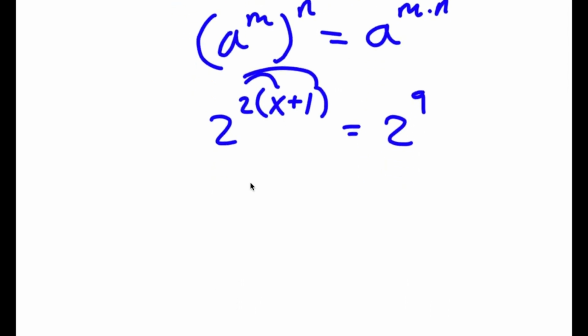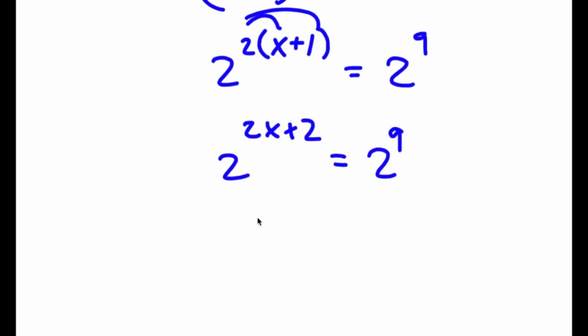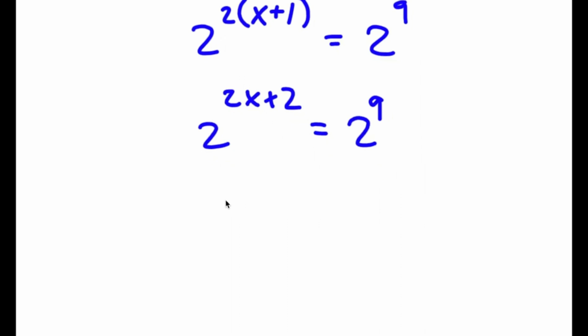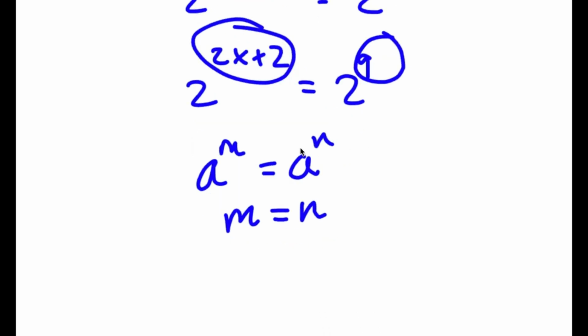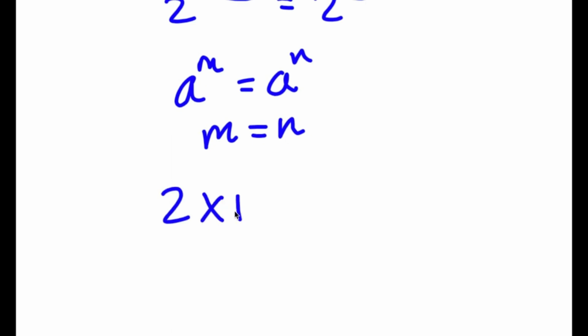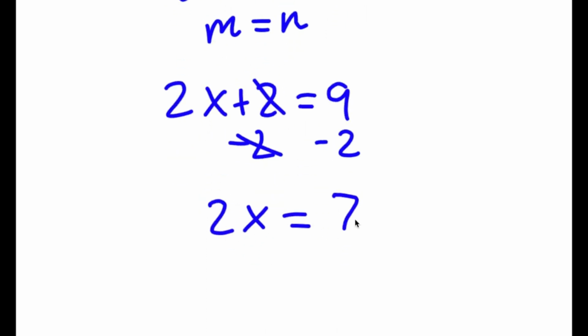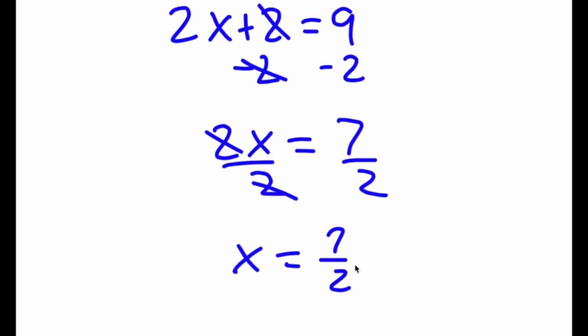Now if I distribute the 2, I get 2 to the power of 2x plus 2 is equal to 2 to the power of 9. And if I have something in the form a to the power of m is equal to a to the power of n, this means that m is equal to n. So in this case, m is 2x plus 2, and n is 9. So now I have 2x plus 2 is equal to 9. So to solve this, I can subtract 2 on both sides. These two cancel out. So I get 2x equals 7. And if I divide both sides by 2, I get x is equal to 7 over 2.